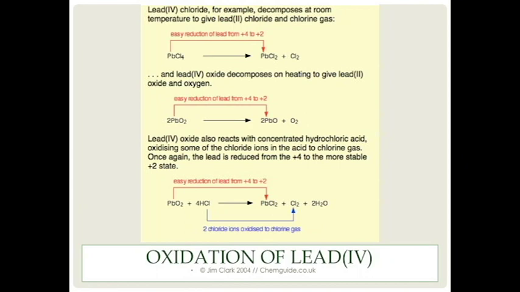With lead, the situation is reversed. This time, the lead-2 oxidation state is more stable, and there is a strong tendency for lead-4 compounds to react to give lead-2 compounds. The lead-4 chloride, for example, decomposes at room temperature to give lead-2 chloride and chlorine gas.